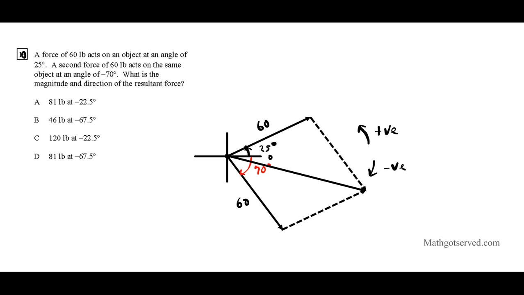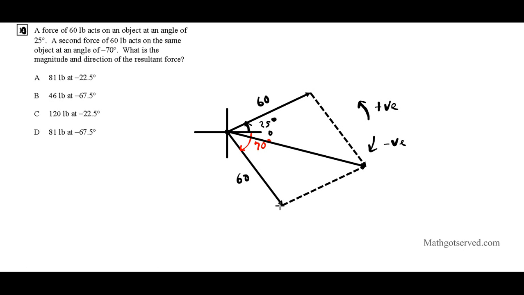This is a parallelogram, so we know that opposite sides are parallel and congruent. So if this is 60, this side has to measure 60 also. And we know in a parallelogram that adjacent angles are supplementary, okay? So this entire angle here is 25 plus 70, which is 95 degrees. So this whole angle is 95 degrees. So if this is 95 degrees, that means this angle is going to be the supplement of that angle, okay?